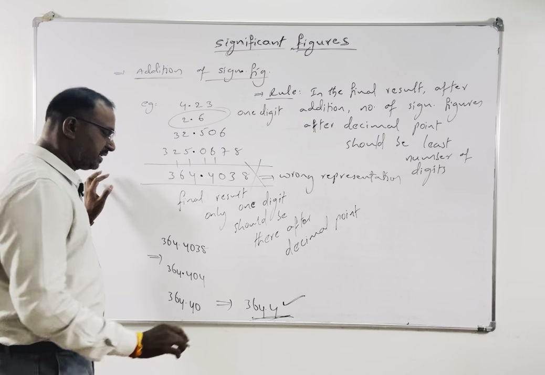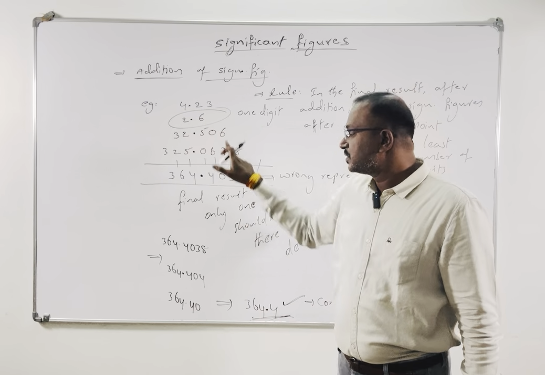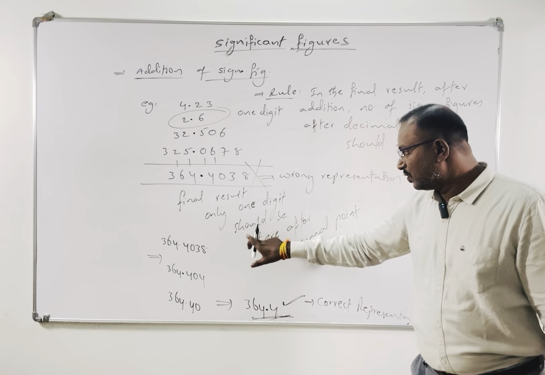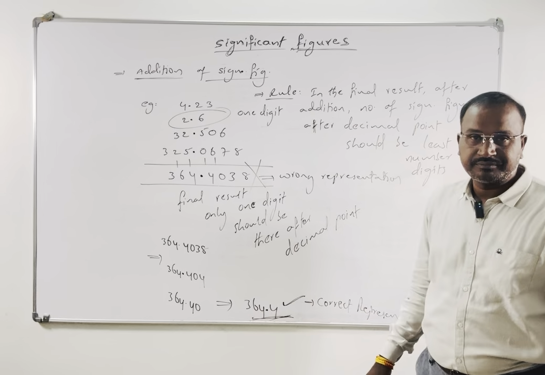In this example, this one has only 1 digit after decimal point. So in the final answer also only 1 digit should be there after decimal point. So I wrote this one. This is addition of significant figures.